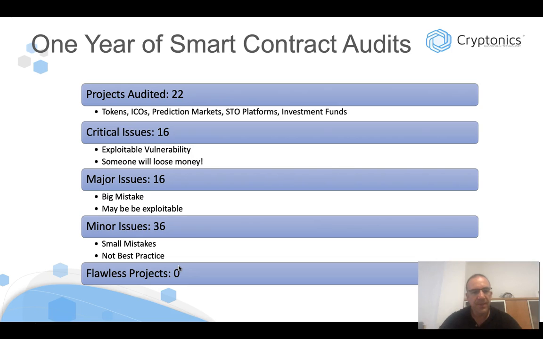So in the 22 projects, there were 16 critical issues, 16 major issues, and 36 minor issues. Obviously, these numbers were not distributed linearly. There were projects that had better quality code, and projects that were really poor. But the interesting fact was there was not a single flawless project. Not a single one of these 22 projects didn't have any issues.